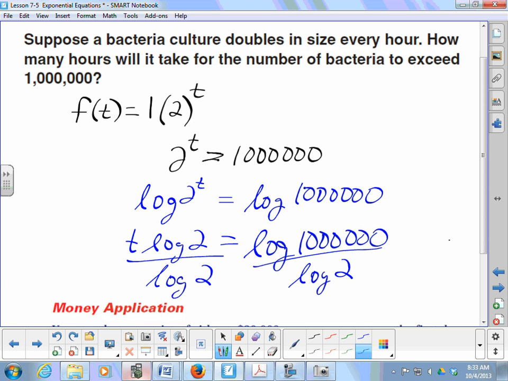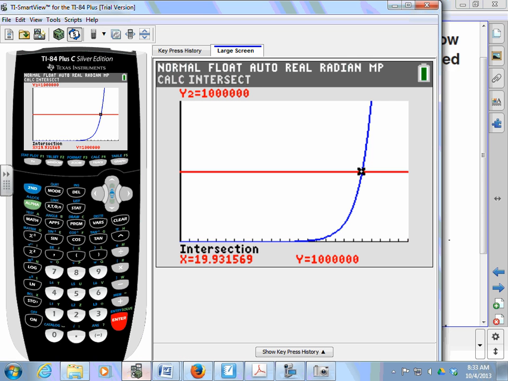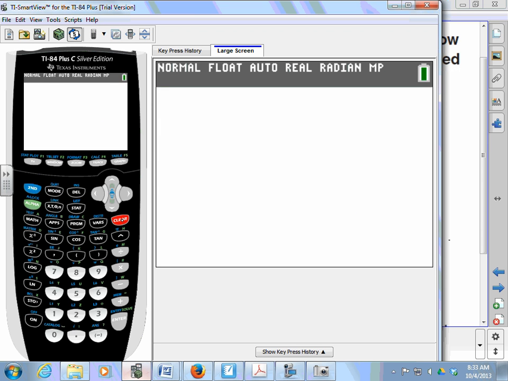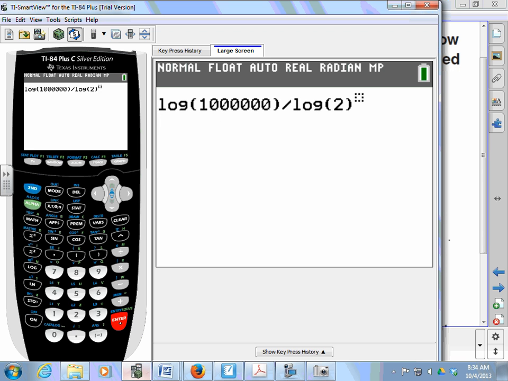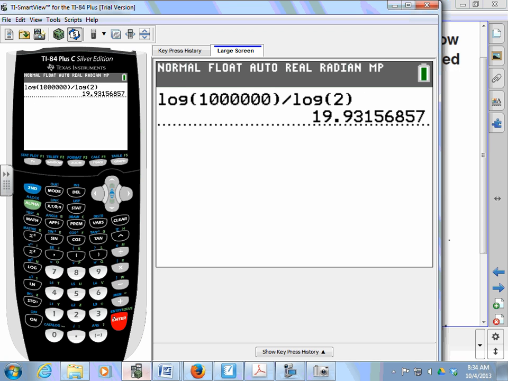Or we could use your calculator. Okay? And so this will still give me the same answer, 19.93. So if I do the log of 1,000,000, not raise the power, divided by the log of 2, I knew it wouldn't do that. And we get the same answer. So you could do it either way.